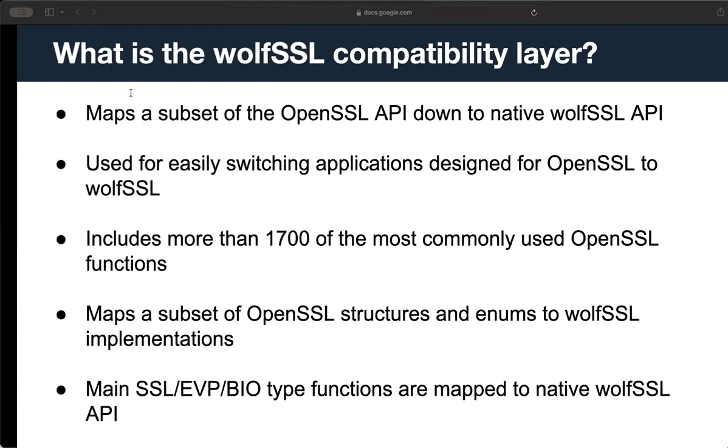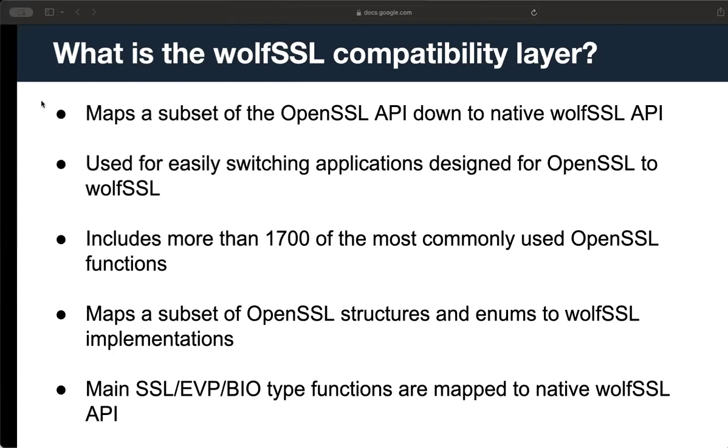As of now, there are more than 1,700 of the most commonly used OpenSSL functions available in this compatibility layer. Now, this is a subset of all of the OpenSSL APIs available, but it's the ones that we found that are most commonly used, and we add them on as we do new open source projects or new ports from OpenSSL over to wolfSSL.